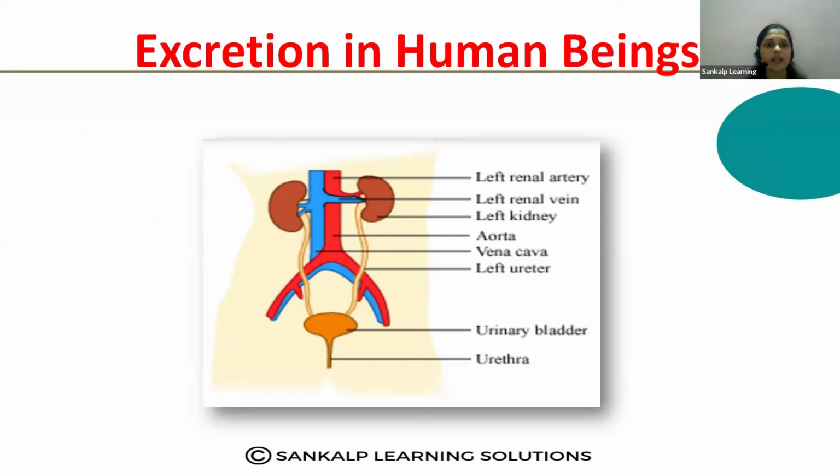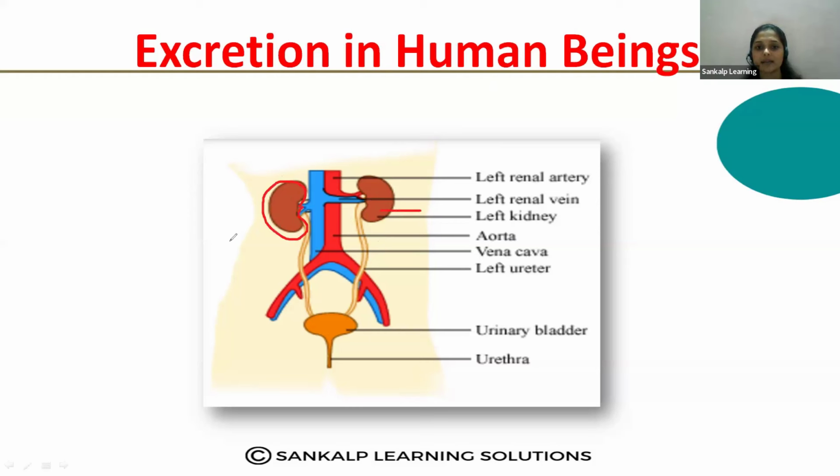Single cell organisms do excretion through the body surface. Single cell organisms have no specialized structure, so excretion happens through the body surface. But human beings have the specialized system that is called the excretory system. So this excretory system contains the pair of kidneys. So just observe the structure of the kidneys. This bean shaped structure is nothing but a kidney.